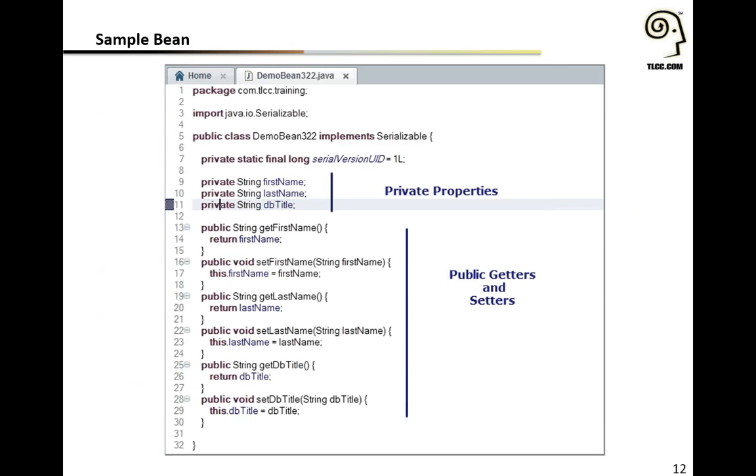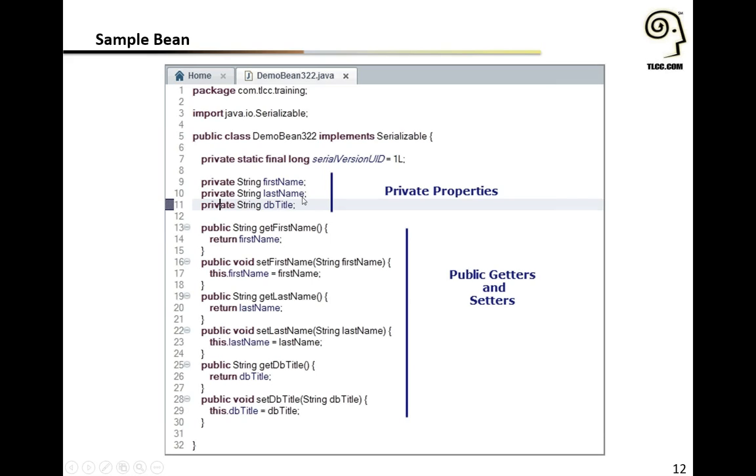Okay, so here's a picture of a sample bean, a simple one. We define the name of our class, DemoBean322, implements Serializable. So that's the requirement I was talking about, that it has to implement the Serializable interface. And when you have something that's serializable, you have to give it an ID, which is what the serialVersionUID is. I'll show you how to create that in Eclipse very simply.